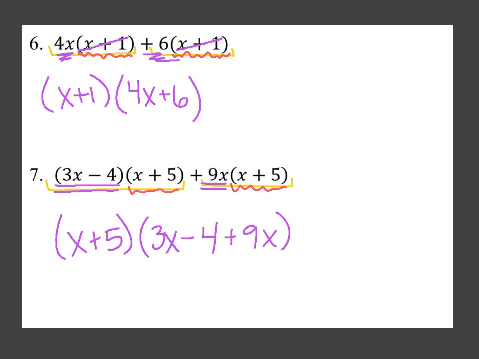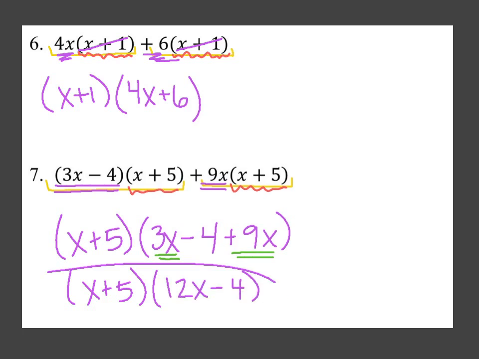Now I could take this one step further to simplify. The x plus 5 is going to stay x plus 5. But my back parentheses have like terms in them. I see a 3x and a 9x. They are like terms, so I'm going to simplify it by combining them. 3 plus 9 would give me 12x, and then I just keep the minus 4. And this would be my final answer by factoring using GCF.